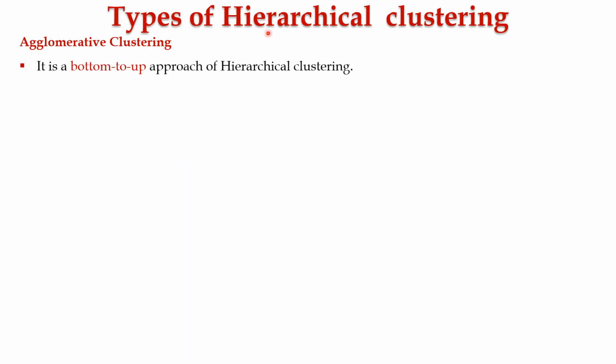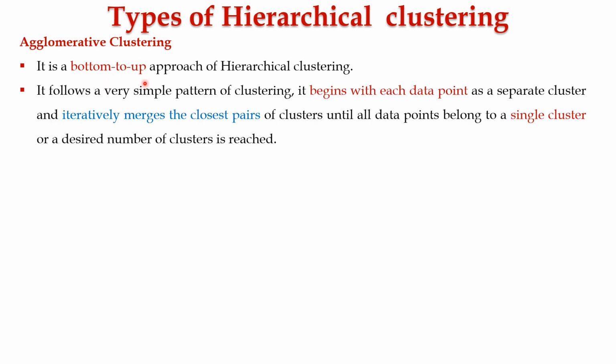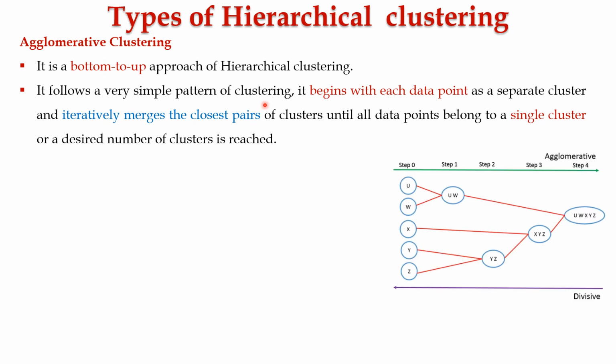There are two types of hierarchical clustering. First, let's check agglomerative clustering. It is the bottom-up approach of hierarchical clustering. It follows a simple pattern of clustering. That is, it begins with each data point as a separate cluster and iteratively merges the closest pair of clusters until all data points belong to a single cluster, or as many as we require.